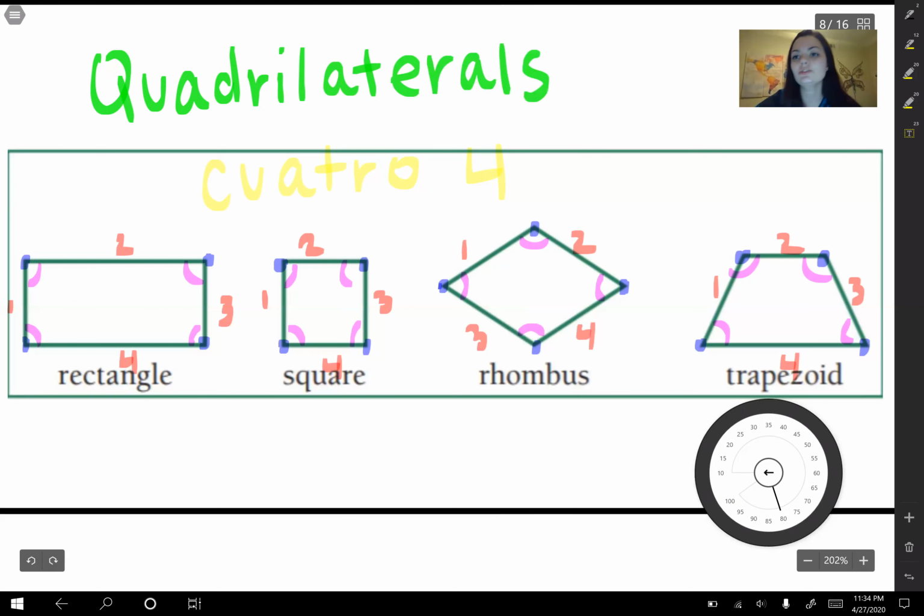Okay, so why did I mention cuatro and quadrilaterals? I know they don't both start with C, but if you say both of them, they're going to sound the same. Cuatro, quadrilaterals. They sound very similar at the beginning, so that's what always helped me remember what a quadrilateral was. And hopefully that helps you remember it. So rectangle has 4 sides, square has 4 sides, rhombus 4 sides, trapezoid 4 sides, cuatro, quadrilateral. And that's going to be important later.